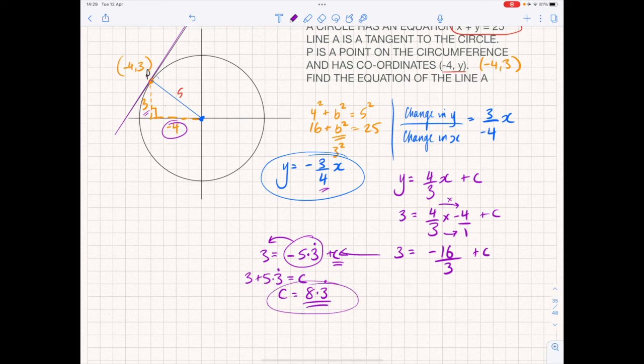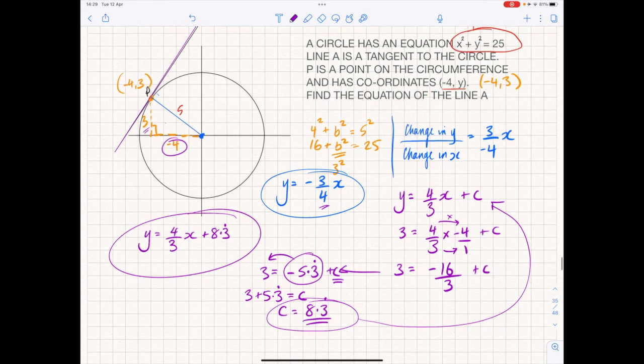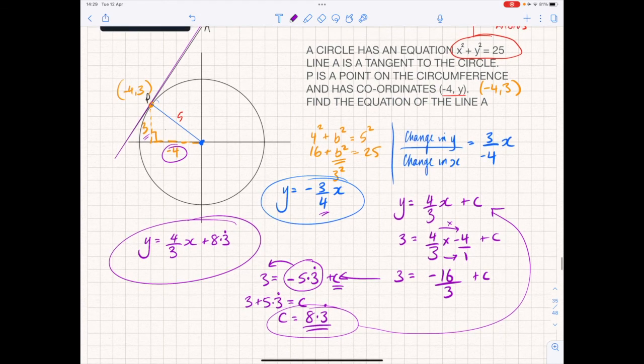And you take that value and substitute it back into your initial equation. So you're saying y is equal to 4/3 of x. Remember, it's positive because the line's going up now. And then plus 8.3 recurring. Now, if you left your answer as a fraction as well, that would be okay. But that is the equation of that line.